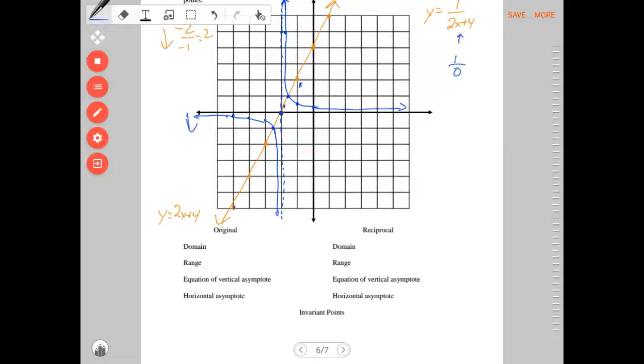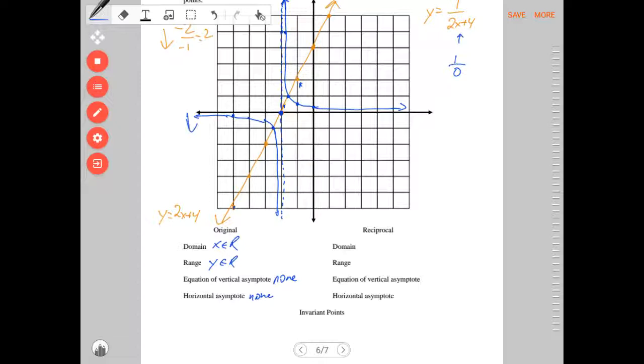Now, the domain of the original, remember, is x is an element of the reals. The range is y is an element of the reals. The orange line there goes on forever, sideways and up and down. So there are no asymptotes for that graph. For that orange graph, we just keep going on forever. We don't get closer to anything. It just keeps getting bigger and bigger and bigger.